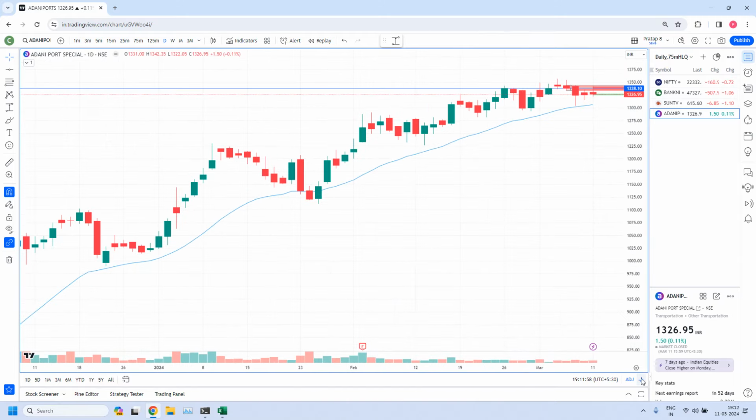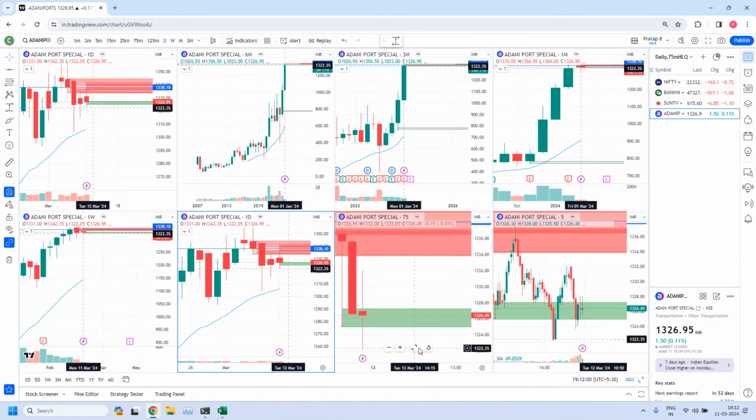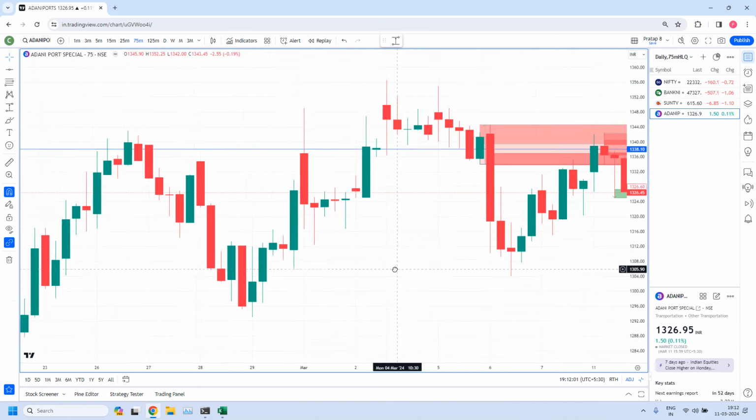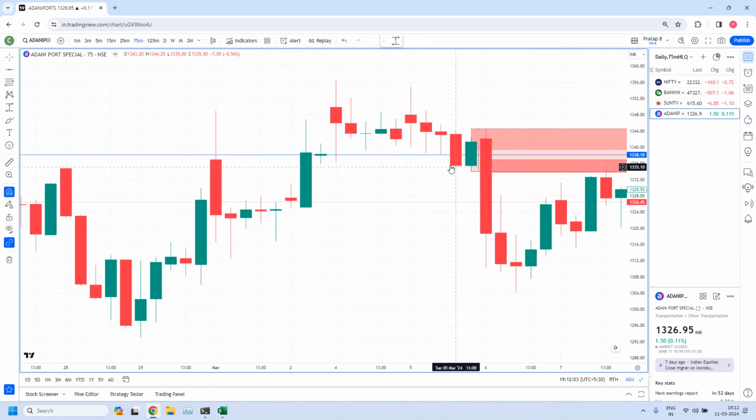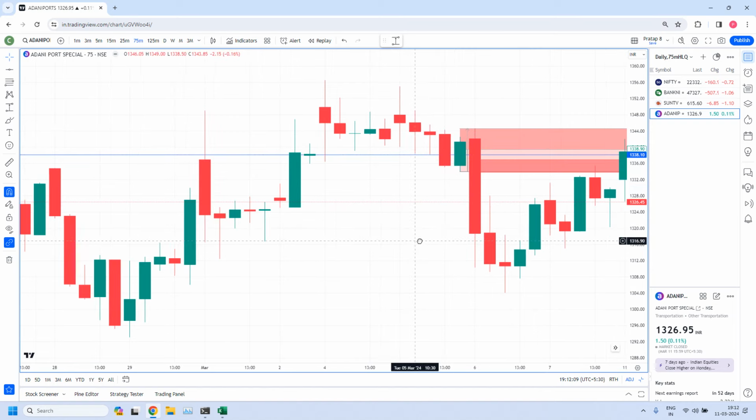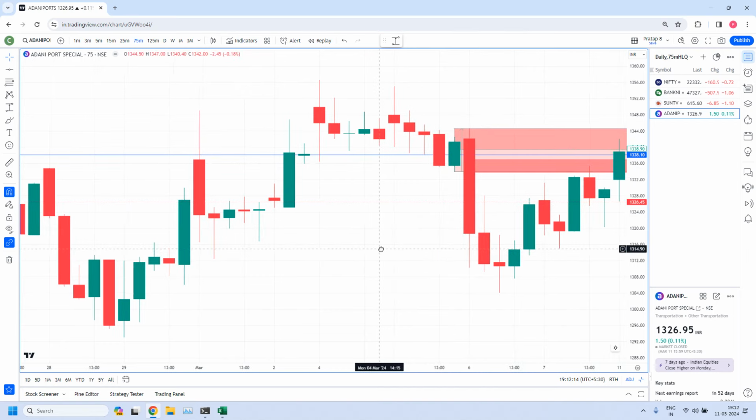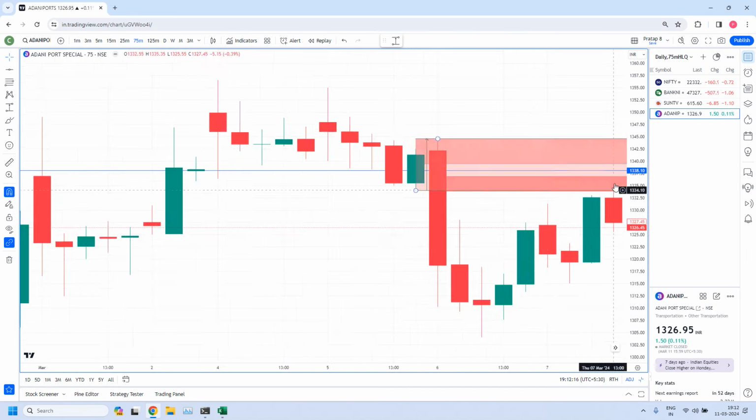Adani is a 75-minute high liquidity supply zone. Let me go to the 75-minute time frame. See here, we have a drop-base-drop. This is the zone identified by our software. And last Thursday, that is the 7th, we got a trade here. Price entered and came down. This is a fine-tuned 5-minute zone.